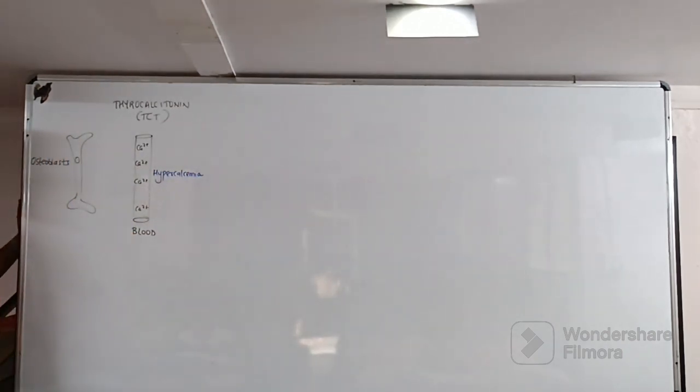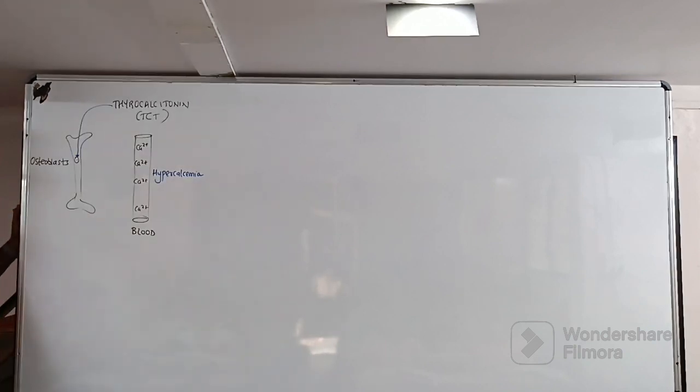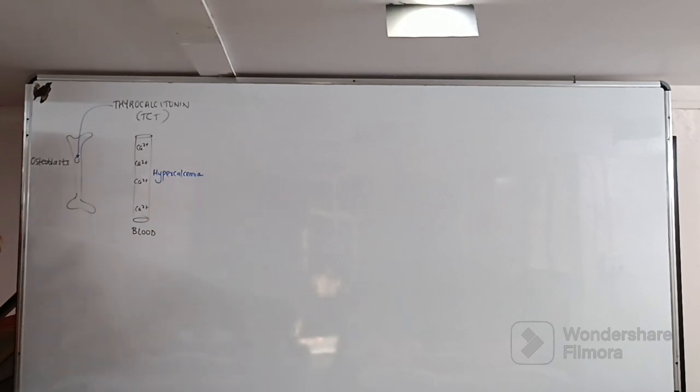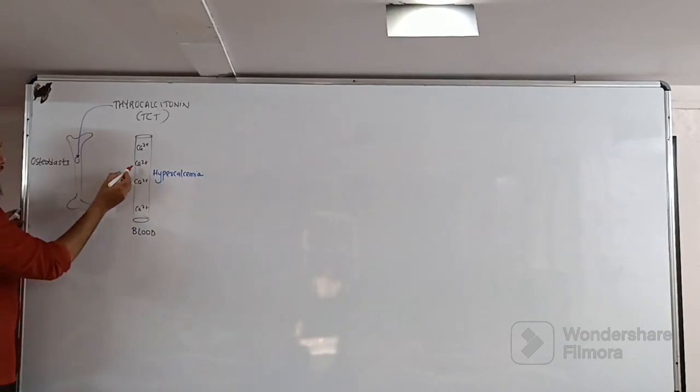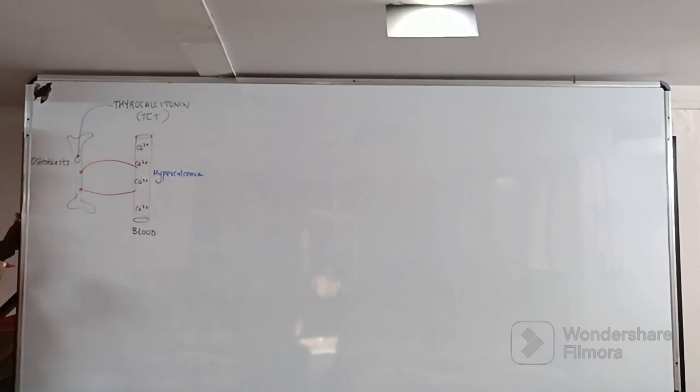What do you call the condition? Hypercalcemia. Hyper means more. Levels of calcium are more in your blood. That is called hypercalcemia. Shall I continue? Now, thyrocalcitonin will act on your bone, that is your osteoblast cells, and it will cause the movement of calcium from the blood into your bones.